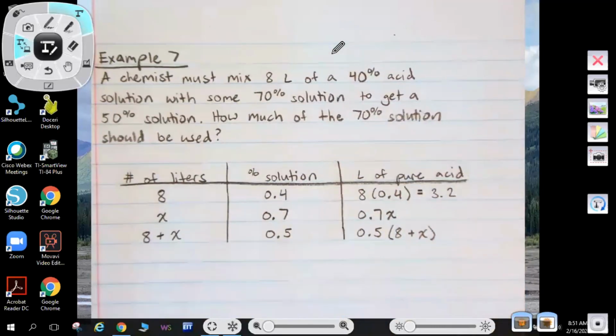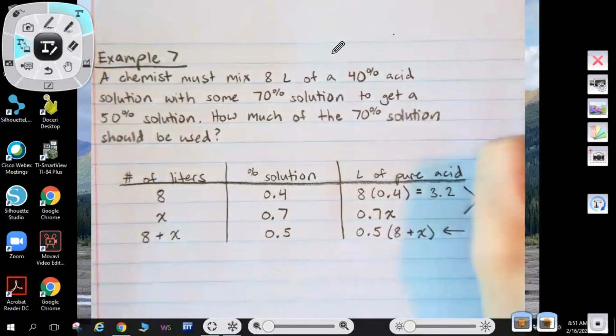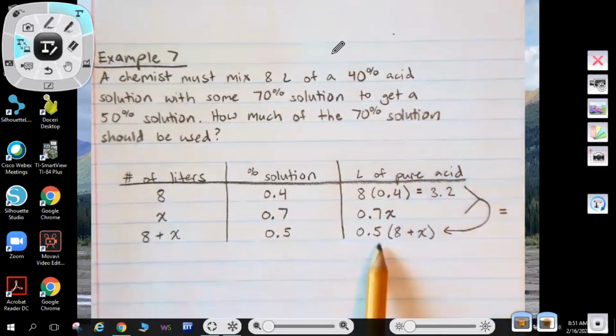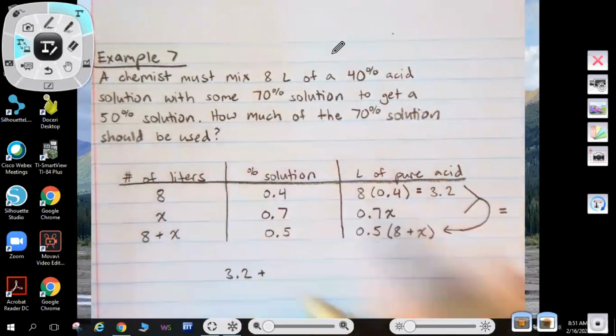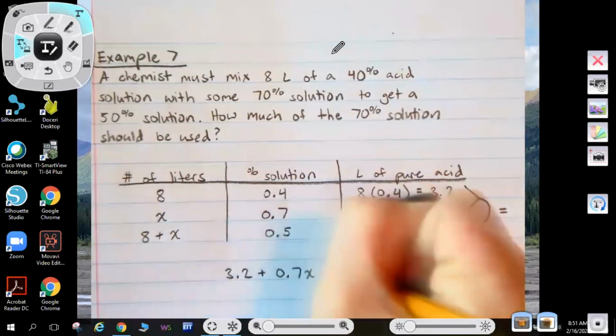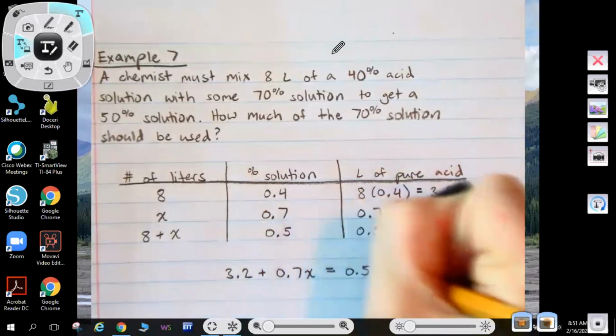So just like in example 6, these two lines, when we add them together, they should equal this total. And that's how we'll write our equation. So we've got 3.2 plus 0.7x. When we add those together, we should get 0.5 times 8 plus x.